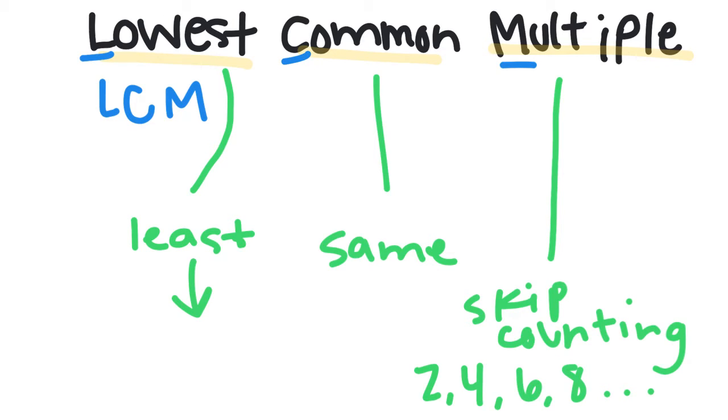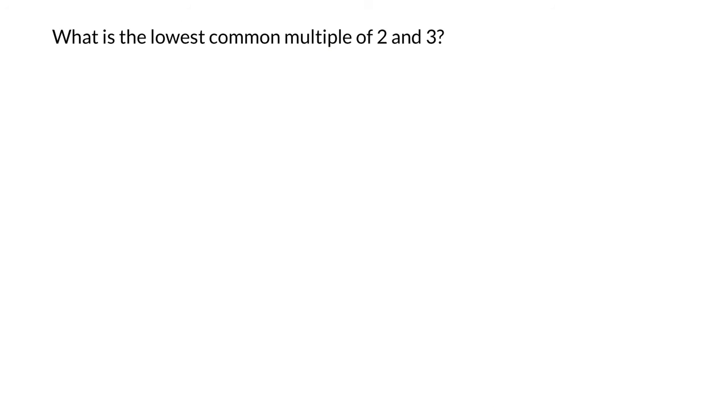So now let's talk about how we would find the lowest common multiple. For our first example, we are being asked to find the lowest common multiple of 2 and 3. So the first thing that we are going to do is list the first few multiples of both 2 and 3. We can start with 2.